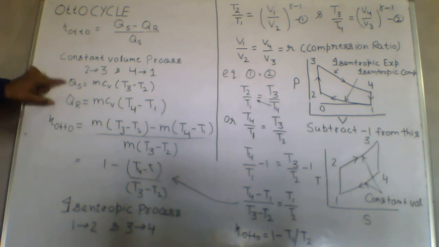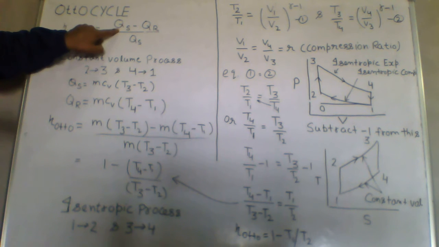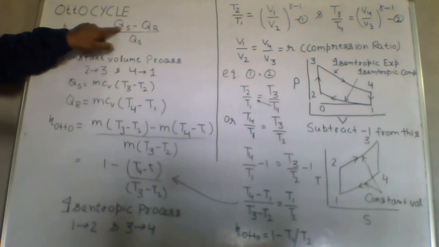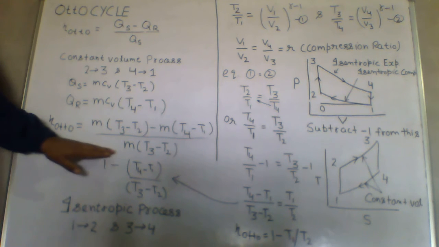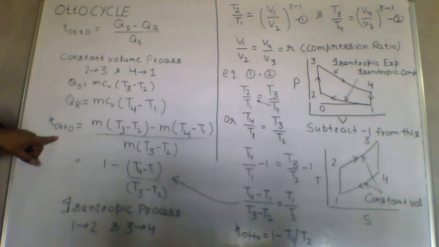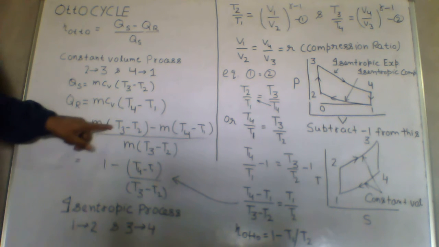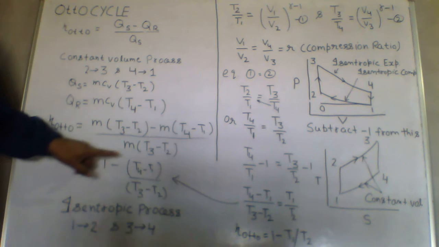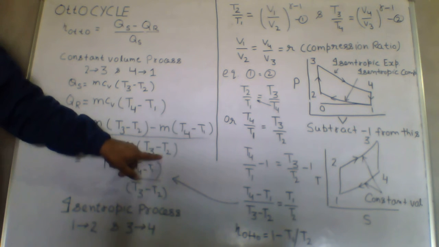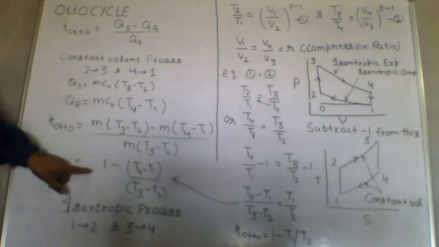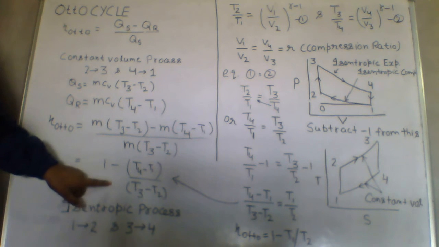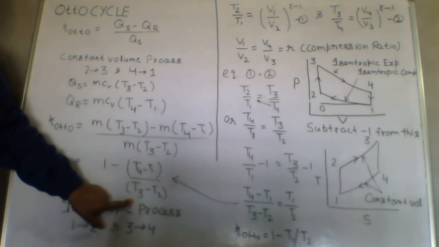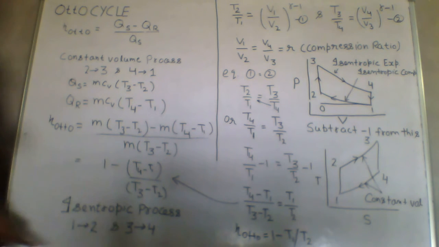We will put these QS and QR in this equation, and we will get this equation. Efficiency of Otto is equal to m (T3 minus T2) minus m (T4 minus T1) divided by m (T3 minus T2). And after solving, we will get this equation: 1 minus (T4 minus T1) divided by (T3 minus T2).